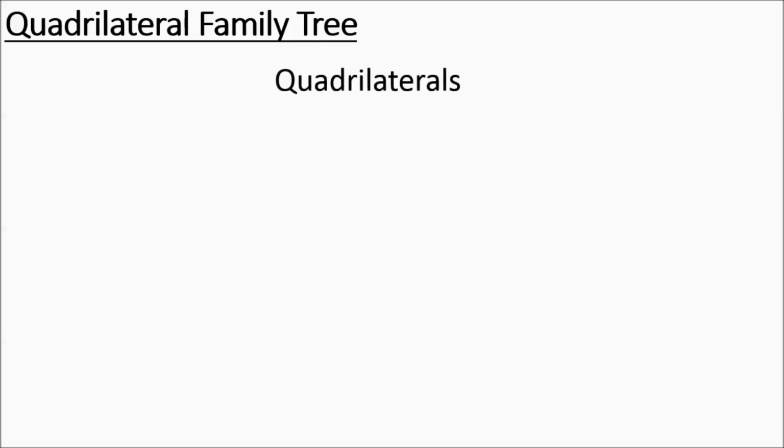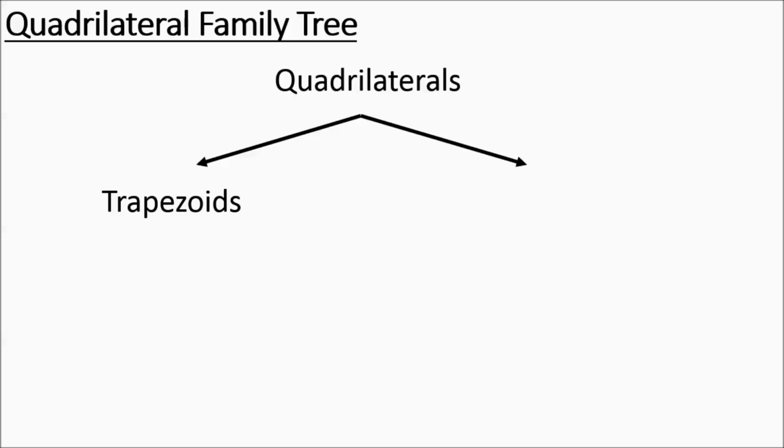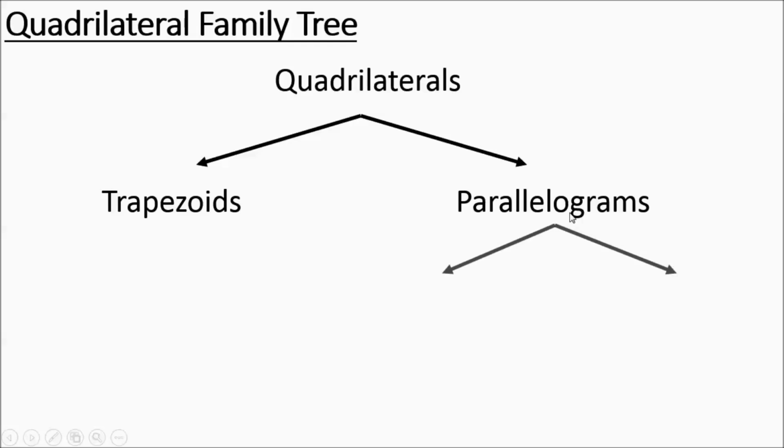First you start with quadrilaterals. Then you divide them into two groups. One group is going to have one pair of parallel sides. Those are your trapezoids. The other group is going to have two pairs of parallel sides. That's the parallelograms. The trapezoids will not be broken down into any other further subgroups, but parallelograms, you can break them into two groups.